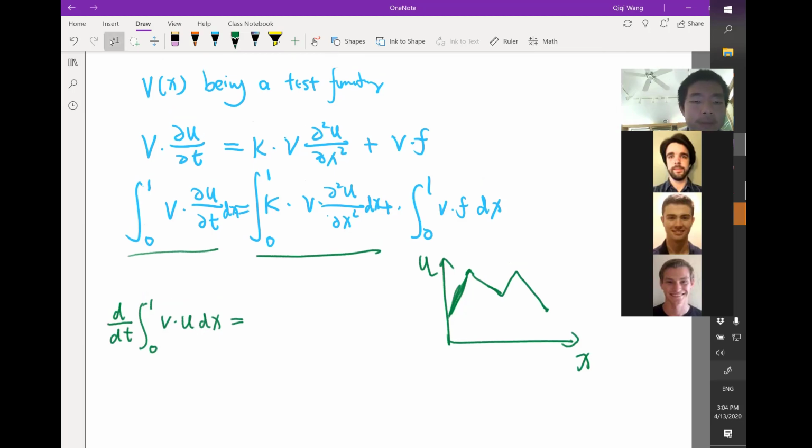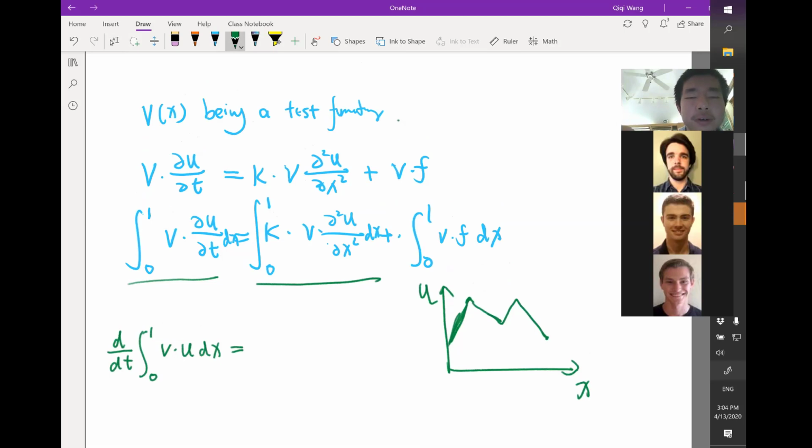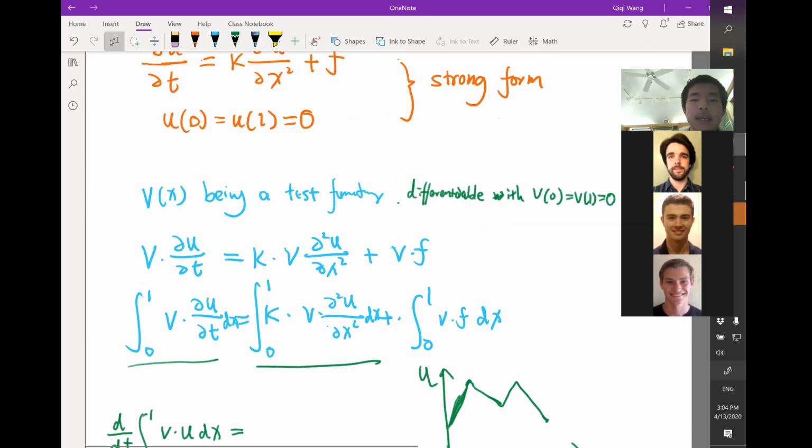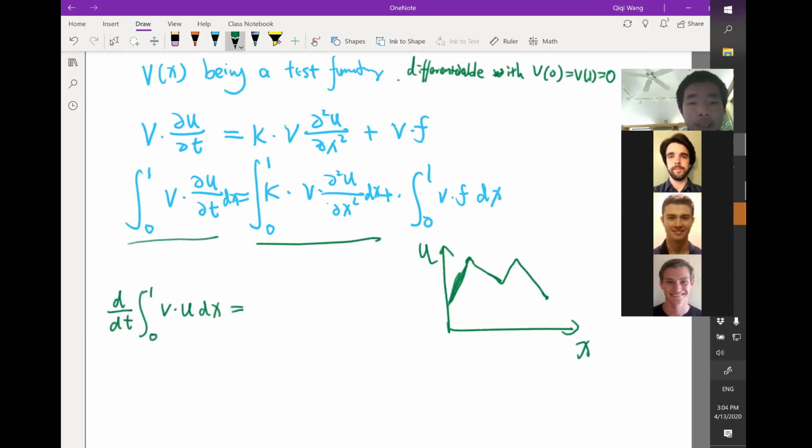So that is equal to, now is the time to apply our integration by parts. So we have the boundary term, and since we have a test function, let's enforce that to be differentiable with v0 equal to v1 equal to 0, right? The same kind of compatible boundary condition as the original differential equation. So with this, the boundary term which has a v in it actually disappears.